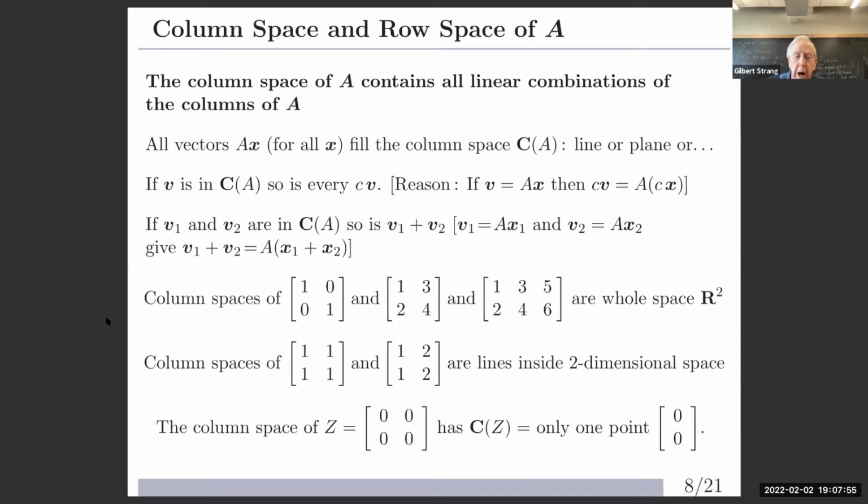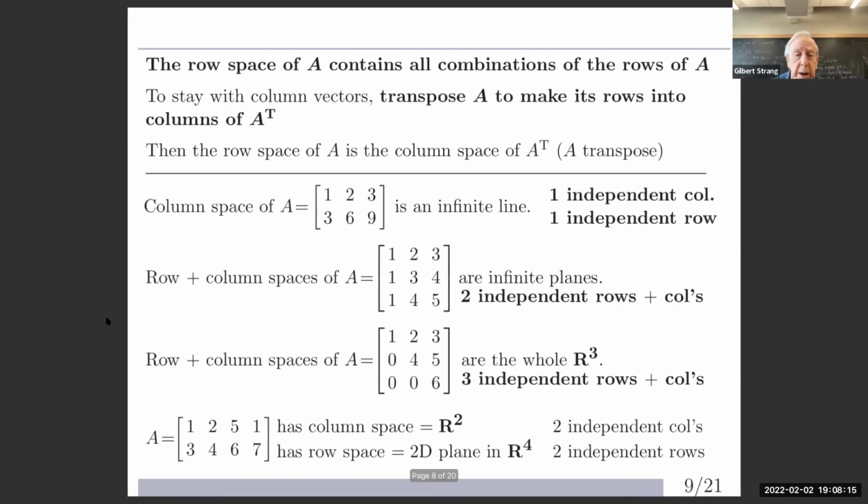And then finally at the bottom, I put the 0 matrix. And of course, the only combination of those columns is the 0 vector. So that's 1 point. Okay, so those are column spaces of very small matrices. But we need to understand column space. Okay, on to the next slide.